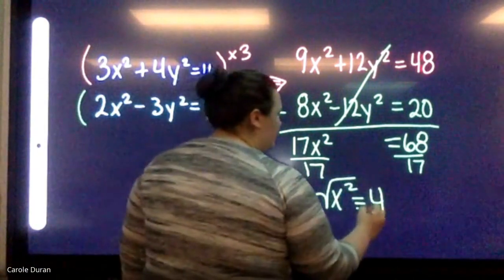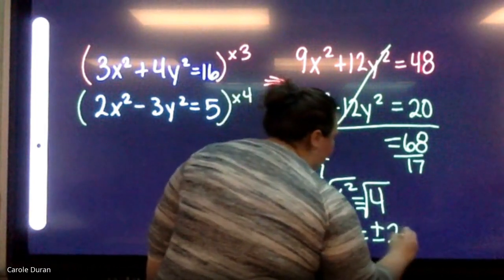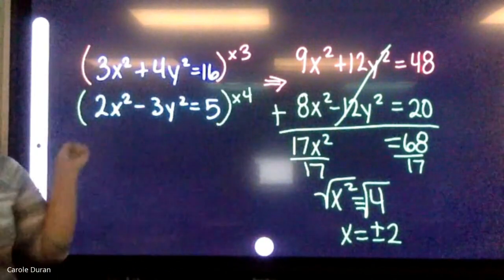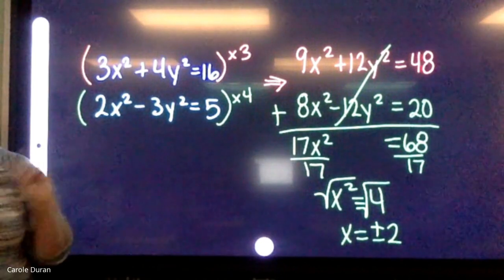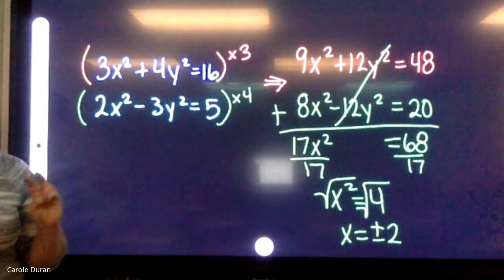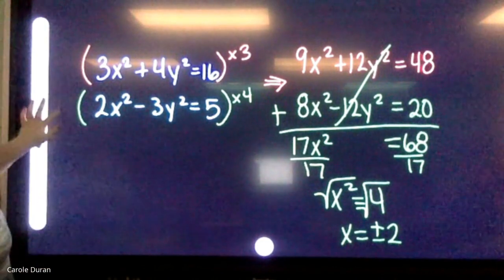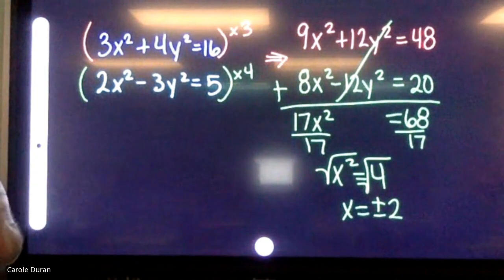Okay, so we have to remember that when I take the square root of a number, I get 2 answers, because I get a positive answer and I get a negative answer. So this gave me 2 x values here. Everyone okay with that? Is anybody confused about how I got the 2 x values?